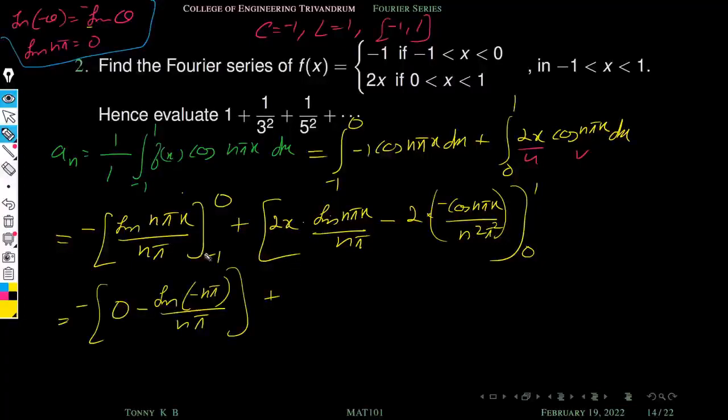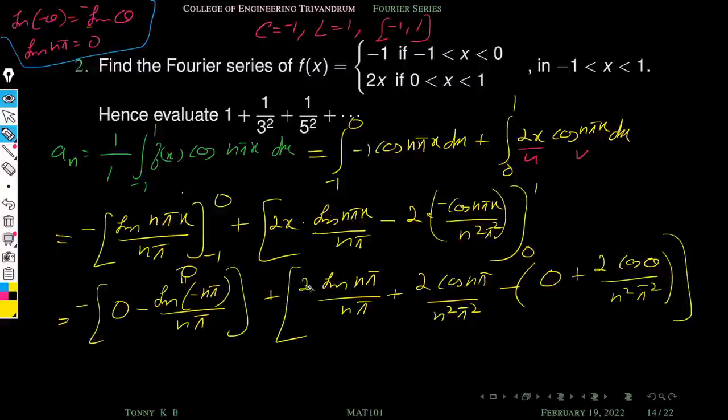Okay, when x equal to 0, this is sin 0, 0, and x equal to minus 1, this becomes minus sin minus n pi by n pi. Okay, and what is sin minus n pi? We know that sin minus theta equal to minus sin theta. So this becomes minus of sin n pi. And what is sin n pi? That is 0. So this term also 0.